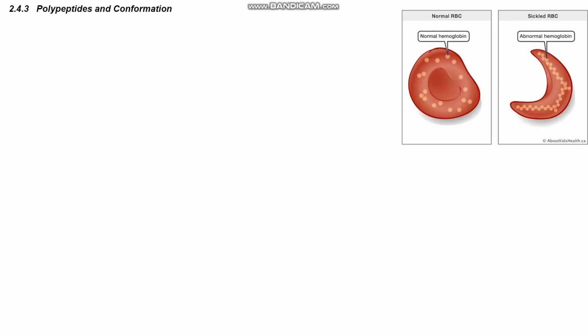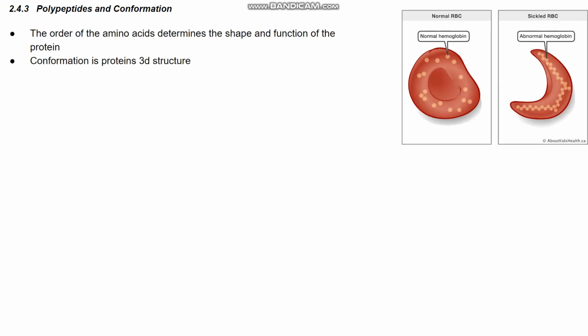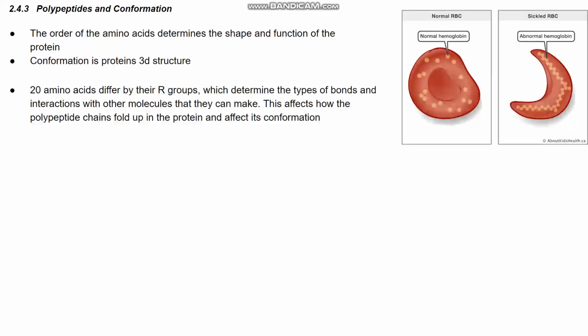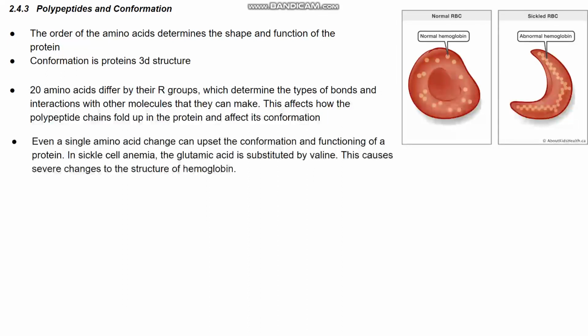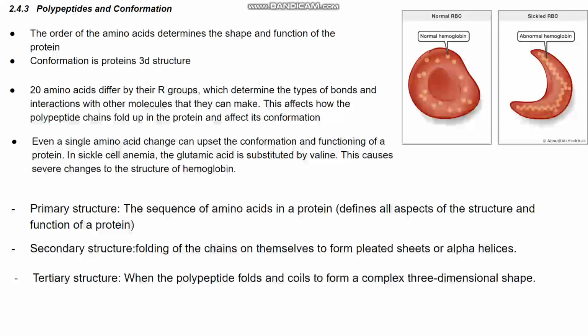Next, I'm going to be talking about polypeptides and conformation. The order of amino acids determines the shape and function of the protein. Conformation is the protein's 3D structure. The 20 amino acids differ in their R groups, which determine their types of bonds and interactions with other molecules that they can make. This affects how the polypeptide chains fold up in the protein and affects its conformation.